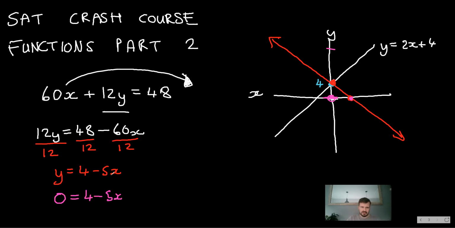And then to solve, we have to now take the 5x across, to become plus 5x. And then we need the x by itself, so we divide by 5 on both sides. And so we have x is equal to 4 over 5. So we know that this point here is 4 over 5.